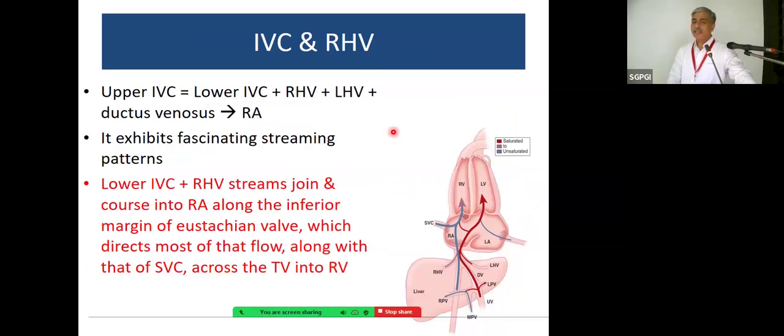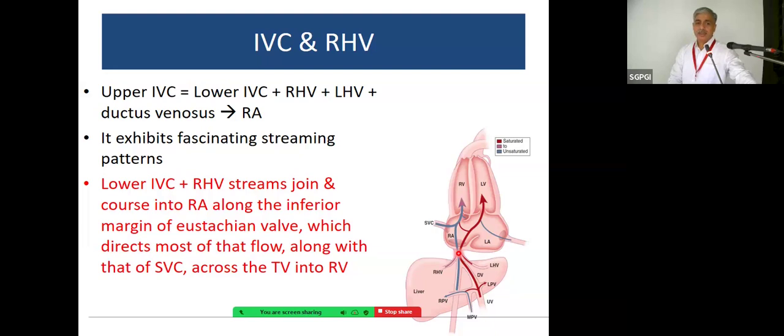If we see the IVC and the right hepatic vein flow, the upper IVC is formed by the lower IVC, which is coming down along with the right hepatic vein, which is draining the right lobe of the liver, plus the left hepatic vein draining the left lobe of the liver, and the ductus venosus. So what is happening is that the blood which gets into the umbilical vein bypasses through this ductus venosus, as well as supplies the better oxygenated blood to the left lobe of the liver.